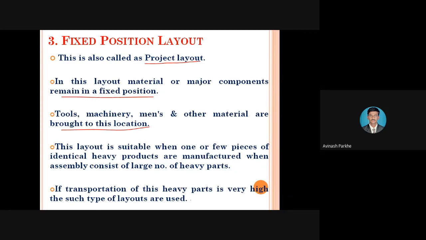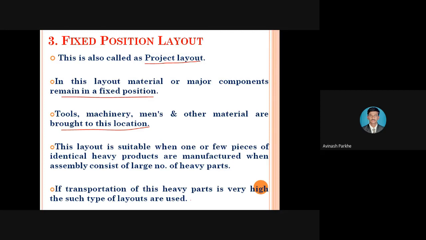Why is capital investment minimum? Because whenever I have to start such big or heavy components, I am taking only the required machineries to that particular site. If a milling machine is not required, there is no need to take the milling machine to that location. If a drilling machine is not required, there is no need to take the drilling machine to that location. Whatever the important resources are, only those I have to take to that location.